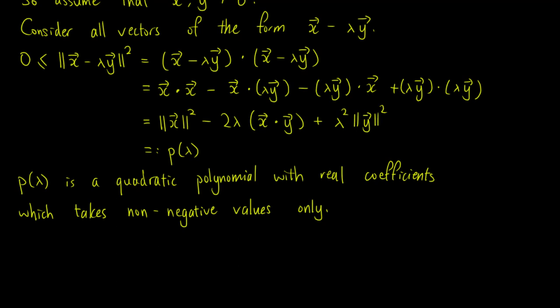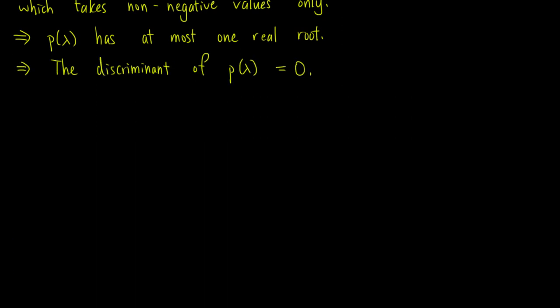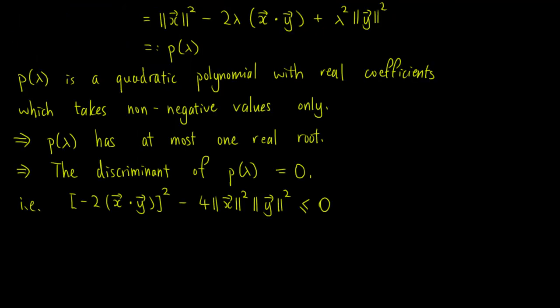Since p of lambda is greater than or equal to 0, it takes non-negative values only. This implies that p of lambda has at most one real root. That means that the discriminant of p of lambda is less than or equal to 0. By plugging in the coefficients of p of lambda, this means that (negative 2 times x dot y) squared minus 4 times the length of x squared times the length of y squared is less than or equal to 0. This can be simplified to x dot y squared is less than or equal to length of x squared times length of y squared.